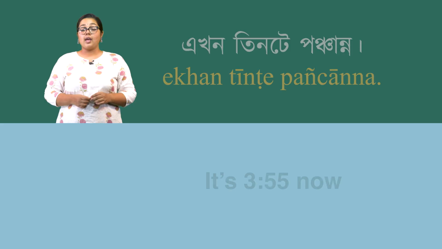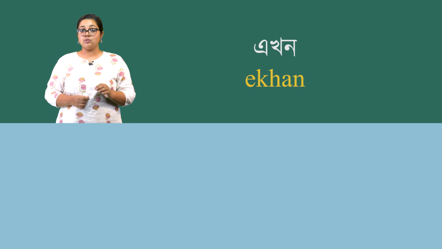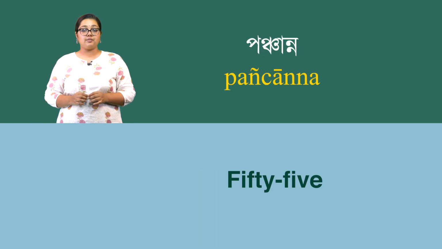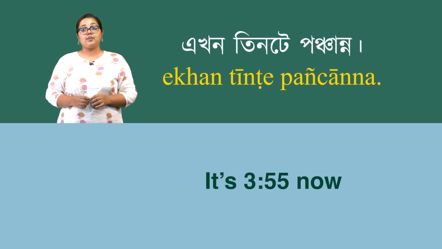Manushi responds, এখন 3:55. Ekhon means now, 3 is 3 o'clock and ponchanno means 55. So it's 3:55 now. She then invites Atish to pause and enjoy the moment.